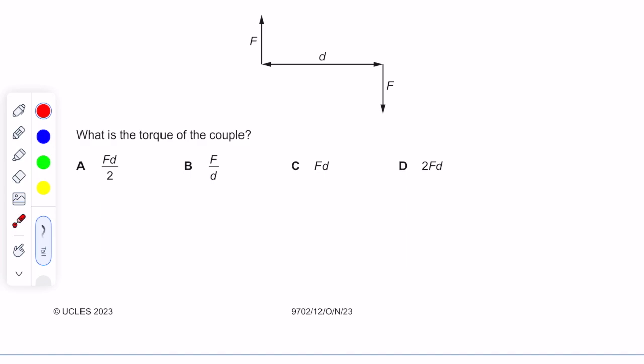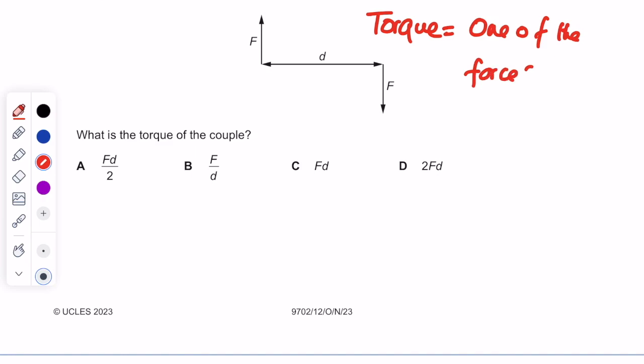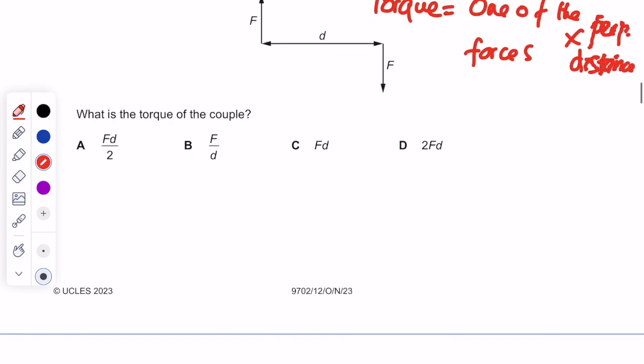Question 12. A couple consists of two forces, each of magnitude F, that act in opposite directions in the same plane. The perpendicular distance between the two forces is D. What's the torque? Torque of a couple is one of the forces times perpendicular distance. So in this case, it should be simply F times perpendicular distance D. Answer should be C.